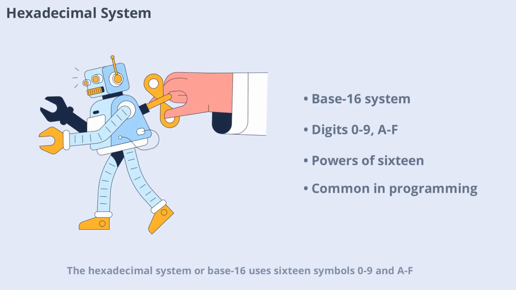The hexadecimal system, or base 16, uses 16 symbols, 0 to 9 and A to F, where A stands for 10 and F for 15. Each position in a hexadecimal number represents a power of 16. For example, the hex number 2F equals 2 times 16 plus 15 times 1, which is 47 in decimal. Hexadecimal is widely used in programming and digital electronics because it's more compact than binary and easier for humans to read. It's especially useful for representing memory addresses and color codes.